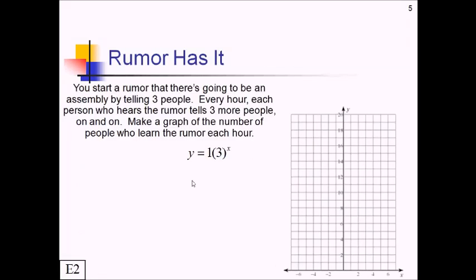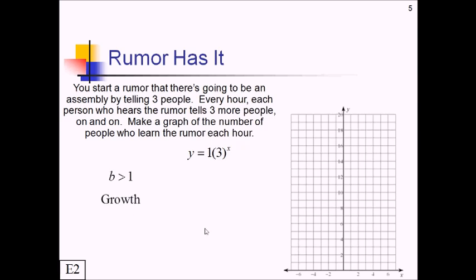Let's do a real-life problem now. Let's say you start a rumor by telling people that there's going to be an assembly, and you start by telling 3 people this. And then every hour, each person who hears the rumor tells 3 more people. Make a graph of the number of people who are going to learn the rumor each hour. So not the total number of people who know the rumor, just the new people who are learning it each hour. So first off, we can tell from the b value here, which is greater than 1, that this is going to be an exponential growth function. So when you graph this, you should expect something that is increasing as you move to the right.